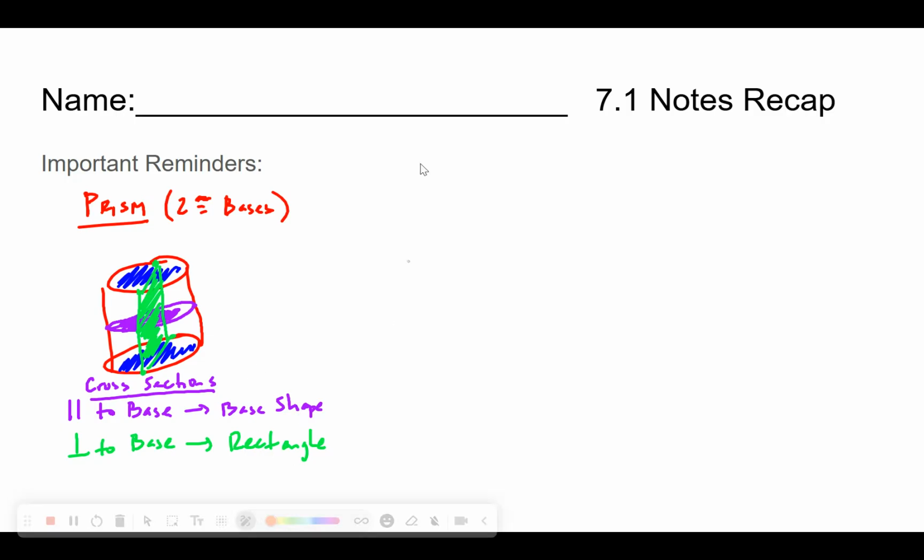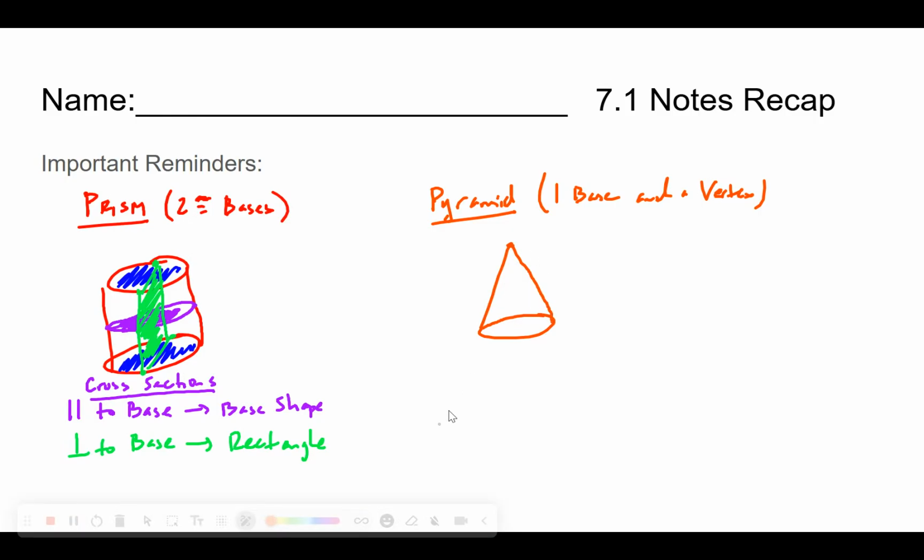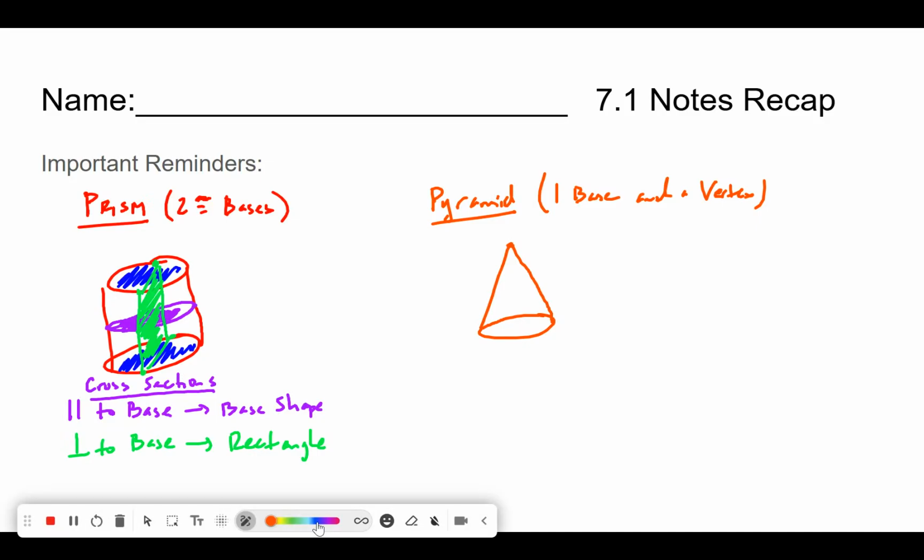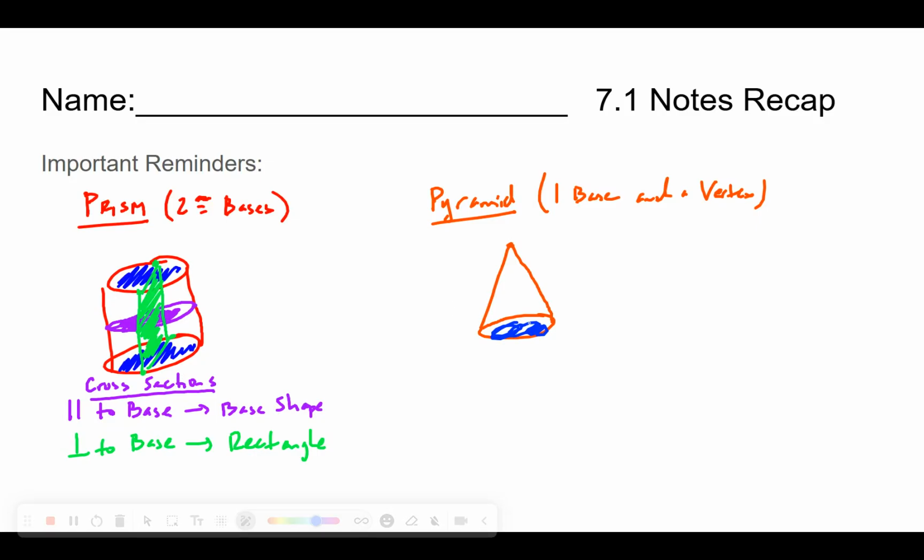All right, now let's talk about pyramids. So pyramids only have one base, and they have a point. So a pyramid has one base, and a vertex. That is that top point. Okay. So again, I'm going to draw a circular-based pyramid, which would be a cone. So here's my base, there's my vertex, and then here's the connection of those two. Okay, so again, in this picture, this circle is the base.